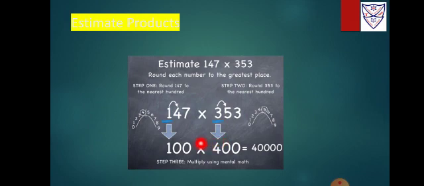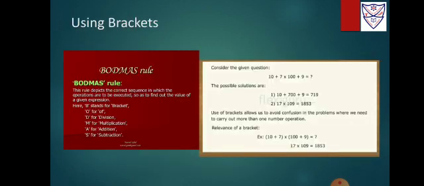Now we will do the mental maths product, which means 1 fours are 4 and 1, 2, 3, 4, so 4 zeros we will write, hence the answer is 40,000. So what is the general rule of the estimate product? That we have to round each factor to the greatest place and then multiply each factor using brackets.